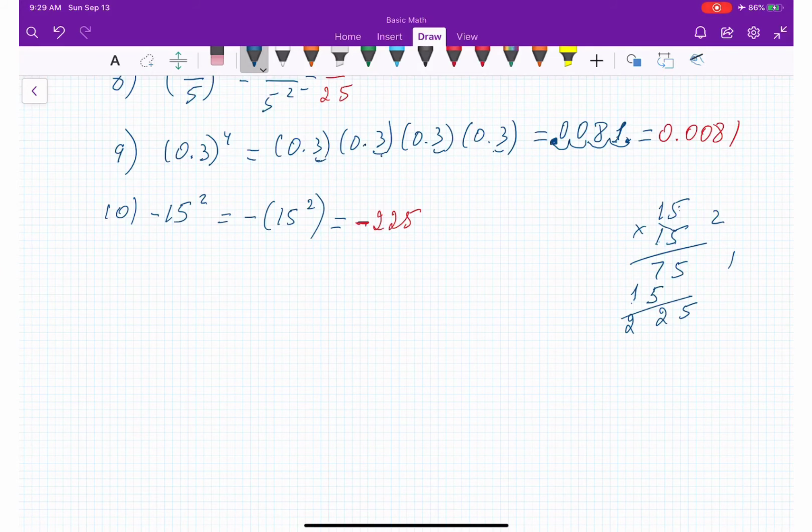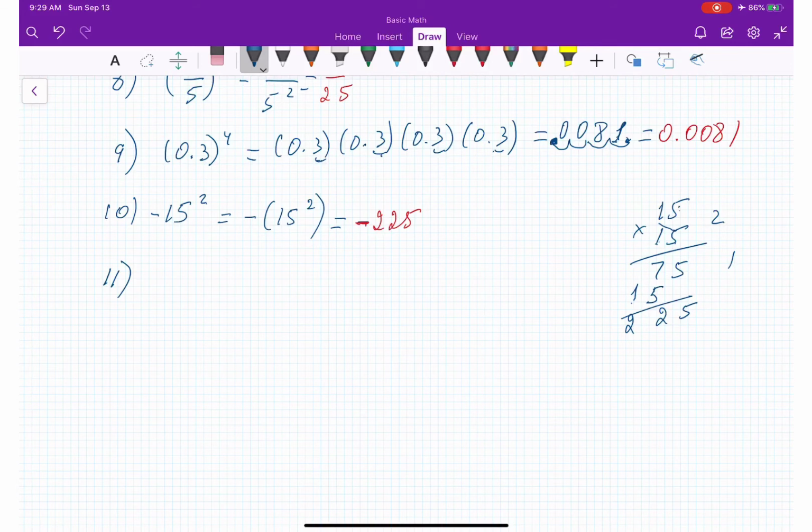Number 11. And by the way, when I saw 15 squared, in the intermediate math playlist, I have math tricks. Go there and you will see there is a case where I explain how you can, within 1 minute, square numbers that end with 5. Go have a look, it's fun.